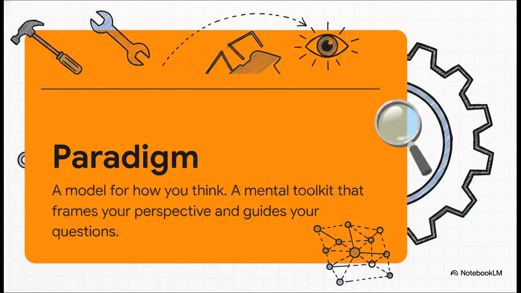Now, to really get a handle on these different views, we need a framework, and in sociology, that's called a paradigm. The easiest way to think about it is like a mental toolkit. It's not just a pile of facts, it's a model for how you think about those facts. It literally frames your perspective and decides which questions you're even going to ask in the first place.